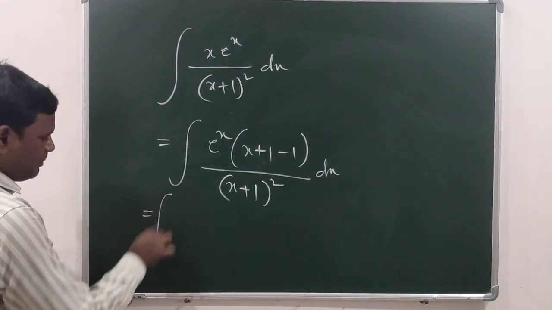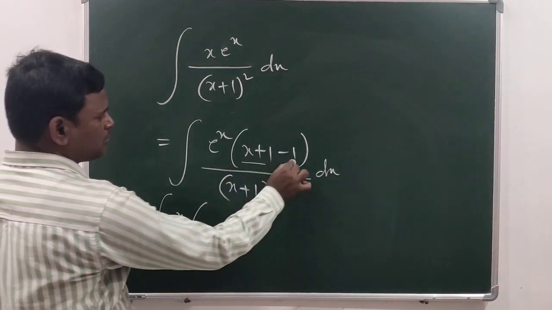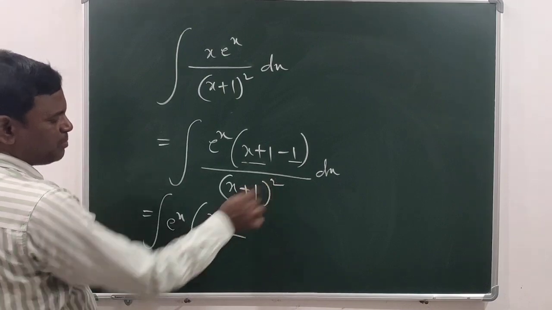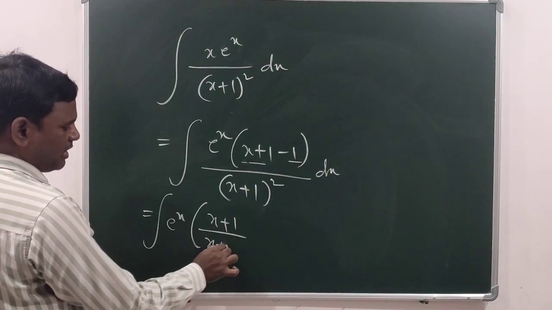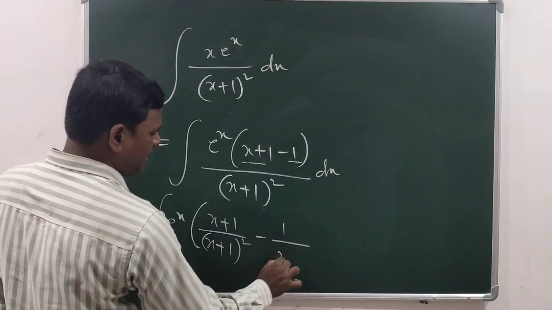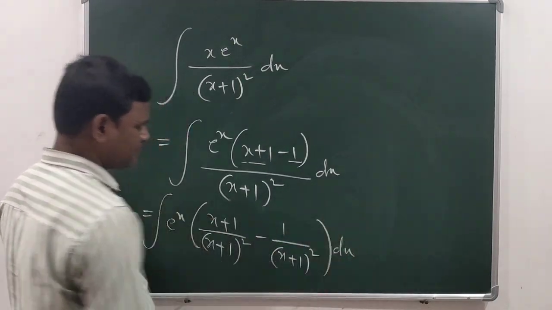So now in the next step, e power x by, here there are two terms. Now it should be written as (x plus 1) by (x plus 1) whole square, and here minus 1 by (x plus 1) whole square dx.